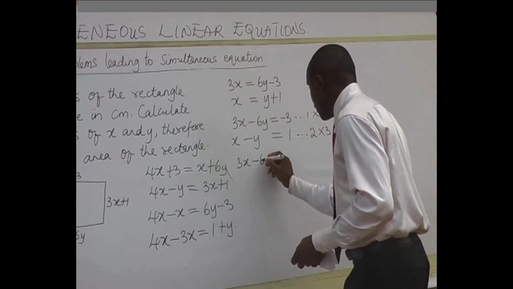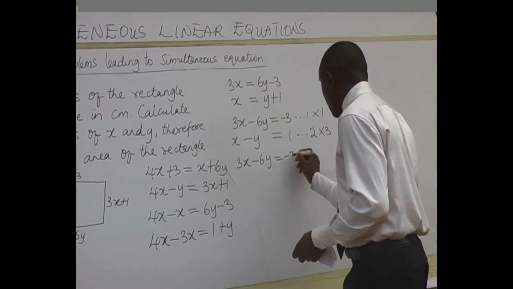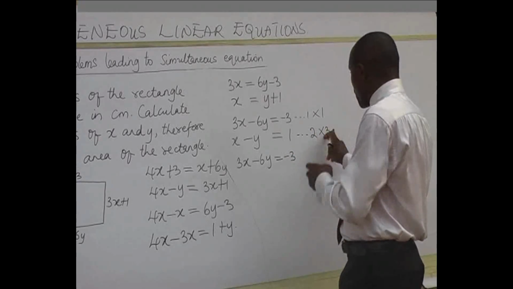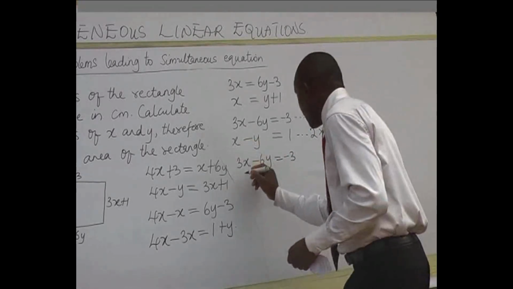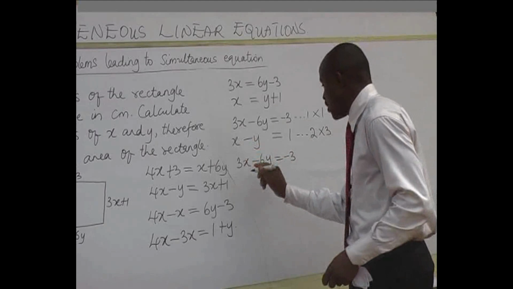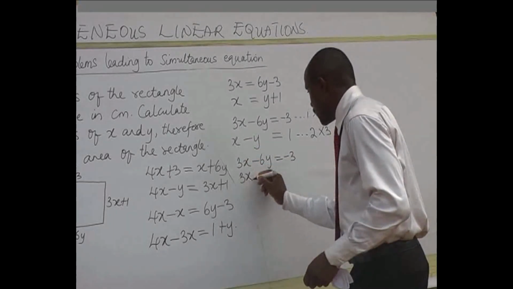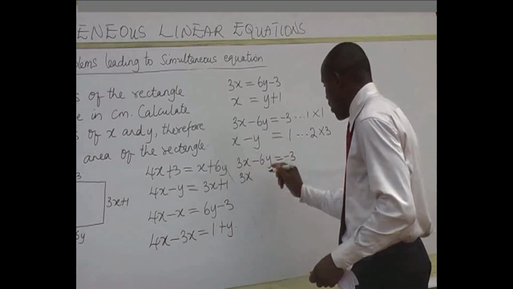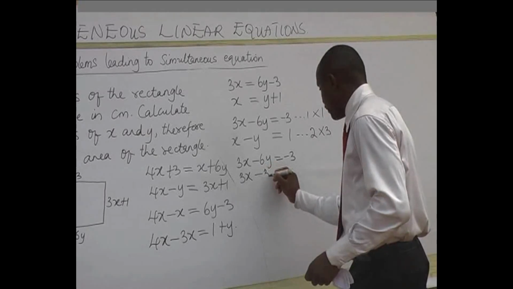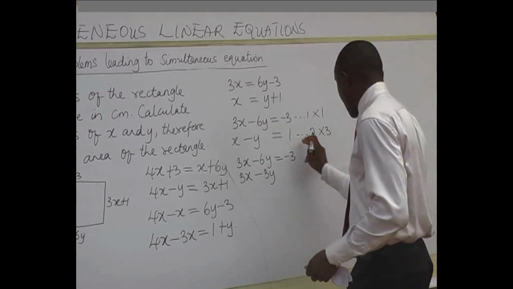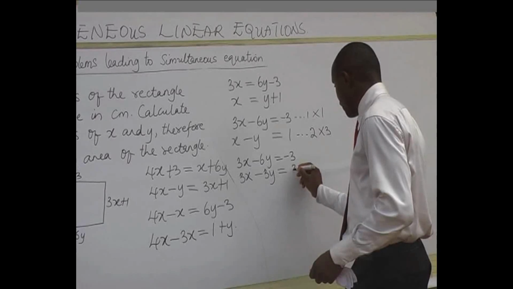3x minus 6y is equal to minus 3. Then equation 2: 3 times x will give you 3x. 3 times minus y will give you minus 3y. 3 times 1 will give you 3.